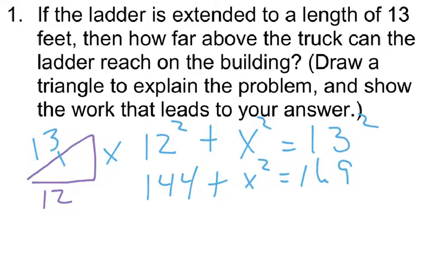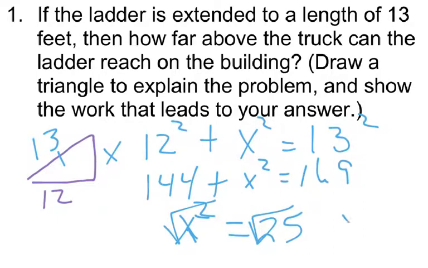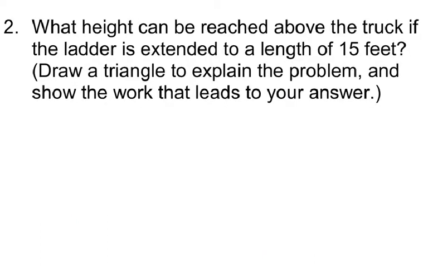You would need to subtract your 144, so x squared is equal to 25. And then to unsquare it, you're going to take the square root, and so x is equal to 5. Now we learned that when you take the square root, it can be positive or negative, but we're talking distance here, and so the negative doesn't matter. So x equal 5 is our answer, and that is how far above the truck that the ladder can reach. Okay, looking at number 2.